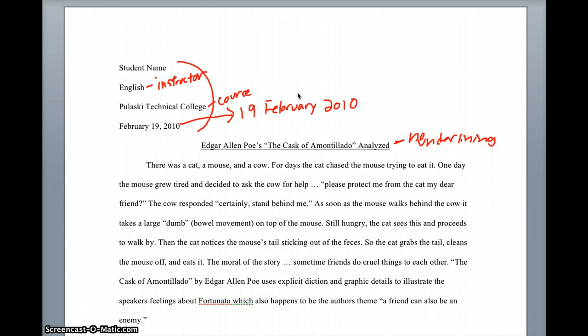Okay, let's see what the student has here. There was a cat, a mouse, and a cow. For days the cat chased the mouse trying to eat it. One day the mouse grew tired and decided to ask the cow for help. Please protect me from the cat, my dear friend.